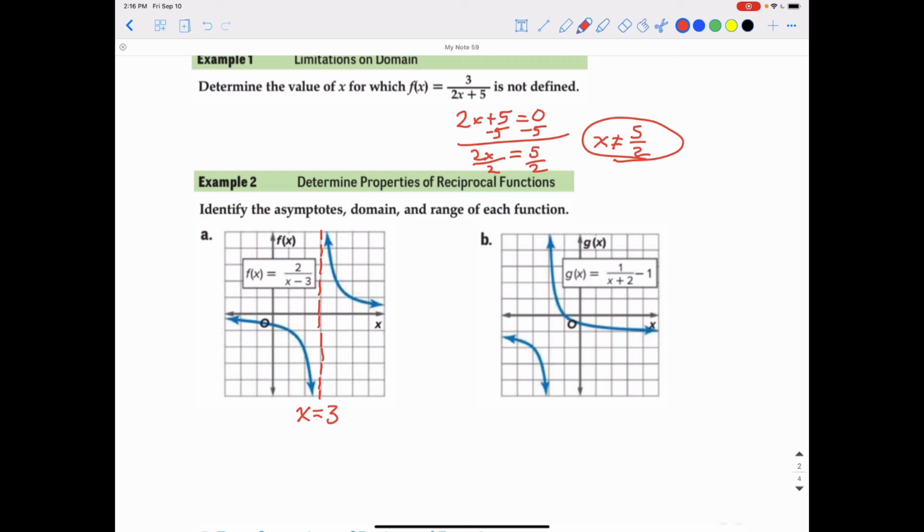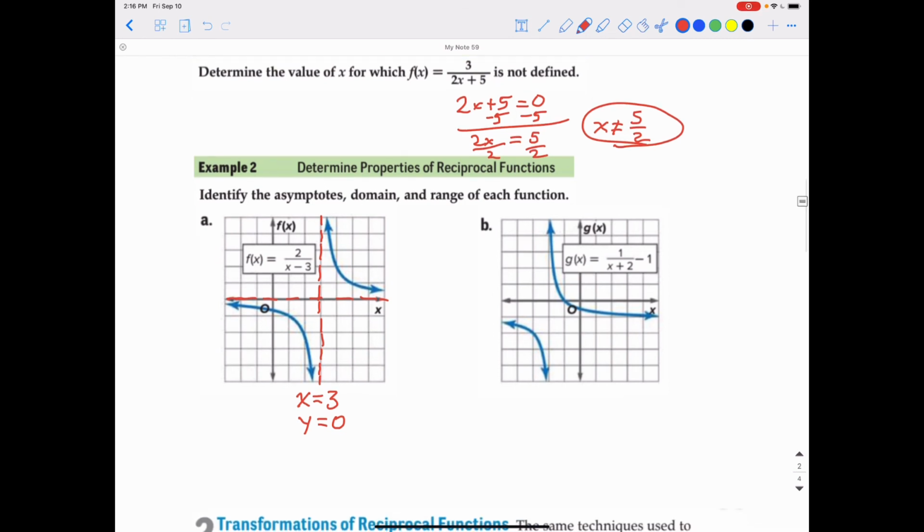It also looks like the x-axis is another asymptote. It doesn't look like the graph is going to touch that. So that is in the form of y equals 0. That is the horizontal asymptote. Y equals 0 because every point on the x-axis has a y value equal to 0. Those are the asymptotes. And then we have to find the domain and the range.